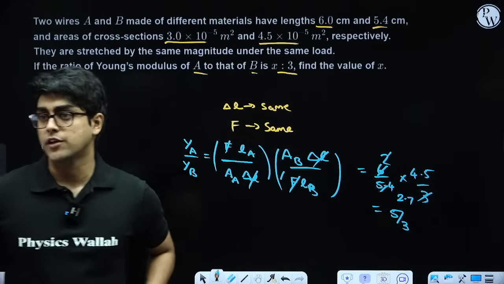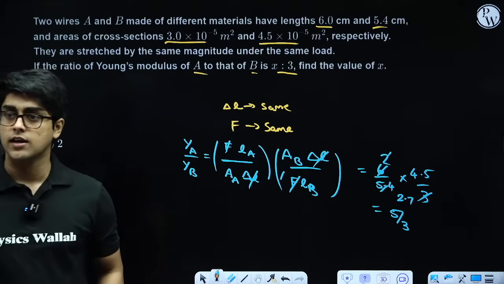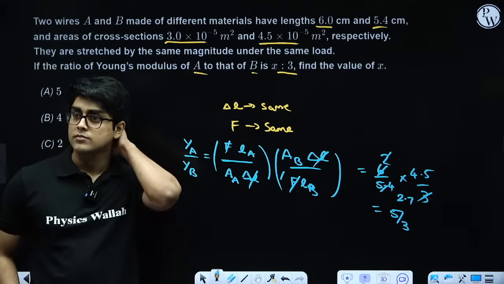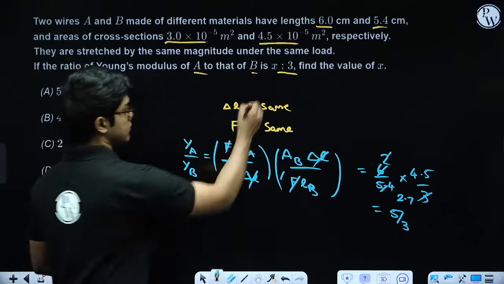Shashank, these are PYQs only. These are mainly PYQs from 2026 Jan attempt. Okay. So yeah, this is 5:3, so X would be 5.